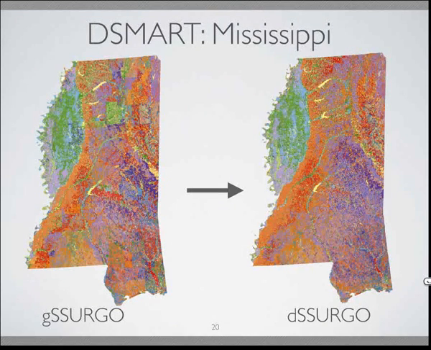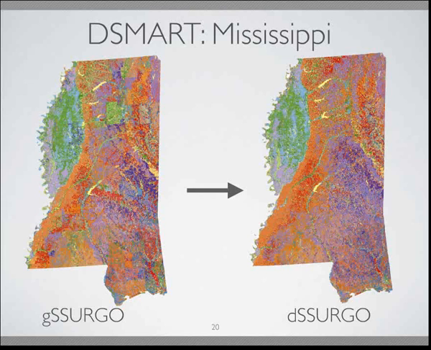And here's the example that I was doing the test case scenario on over in Mississippi. The one I was showing originally was the upper part, where the green is in the middle of the northern part of Mississippi. Throughout the entire state, if you look closely, you can see the county boundaries. And dSURGO effectively removes all of those.